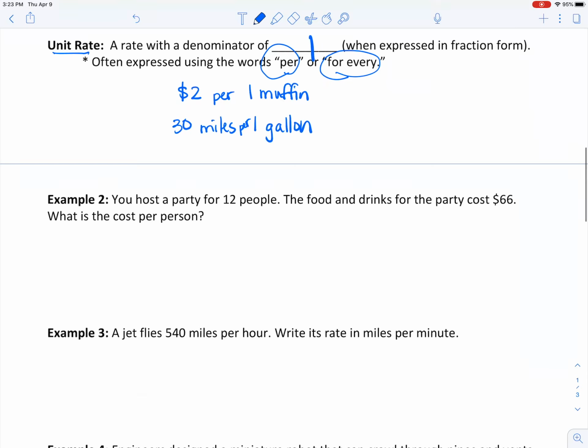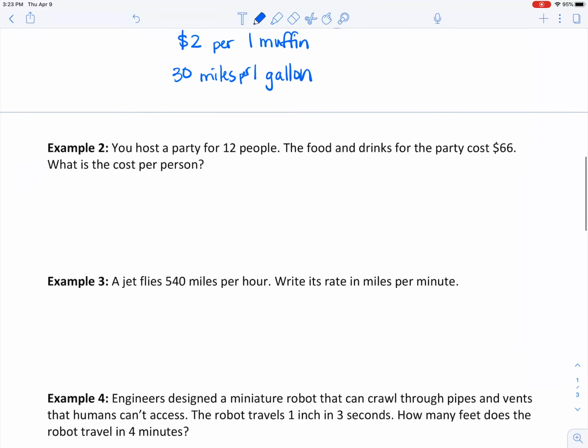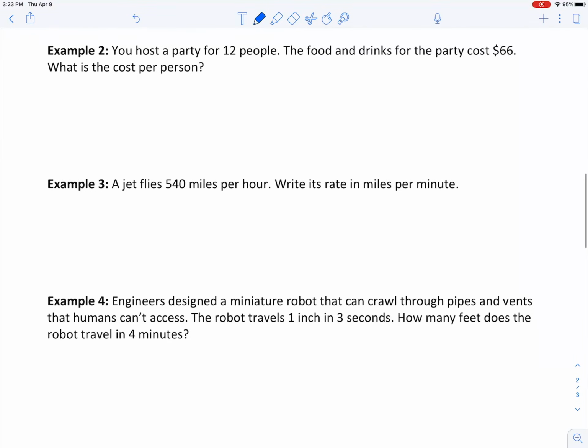Okay, so let's actually put this into play. Let's go to the back side of our notes, example 2. It says you host a party for 12 people. The food and drinks of the party cost $66. What is the cost per person? So the important piece of this is in that question when it says cost per person.